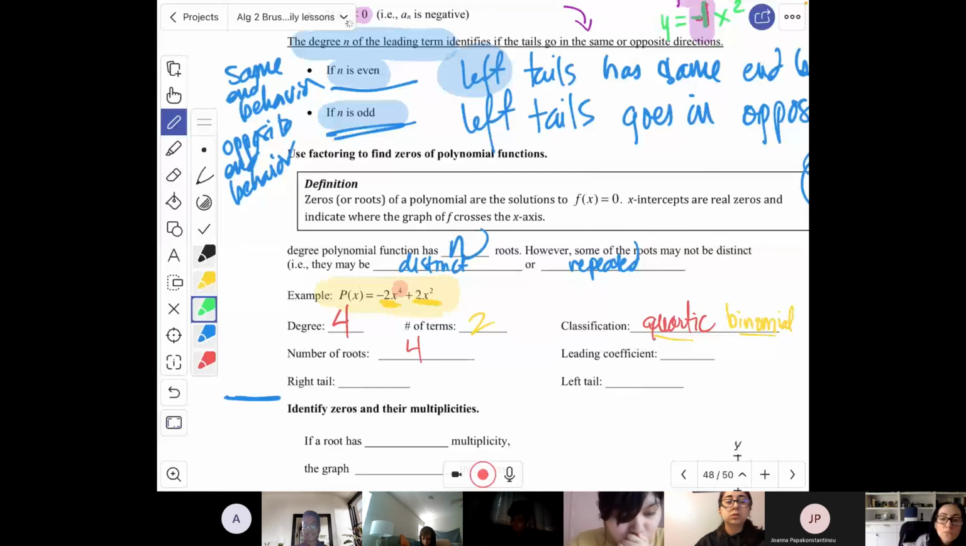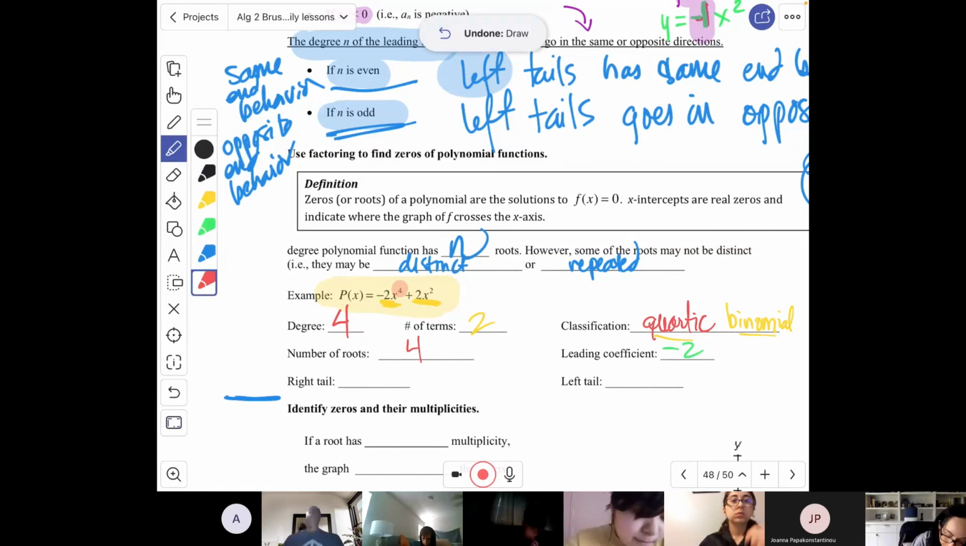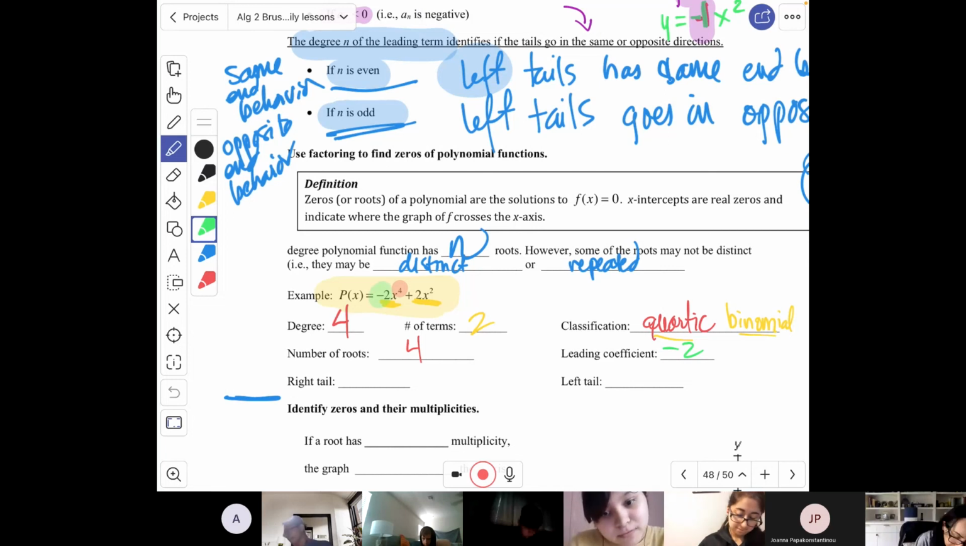Two. Not 2. -2. It's the whole thing. Abiella, do you see that? You have to take the negative with it. Okay, so it's degree 4. The leading coefficient is -2. You have enough information to tell me what the tails do, to describe what is known as the end behavior.